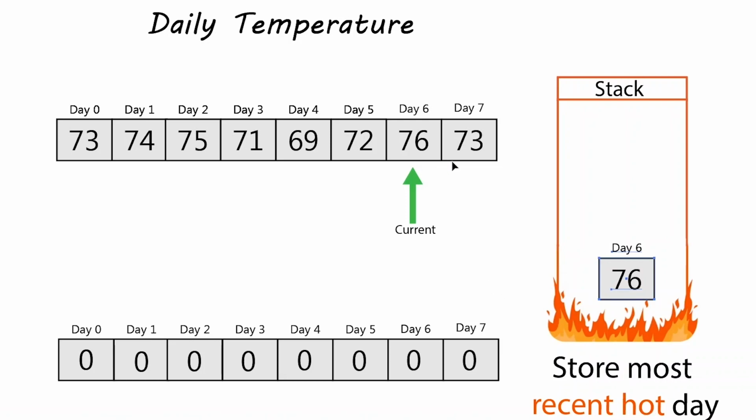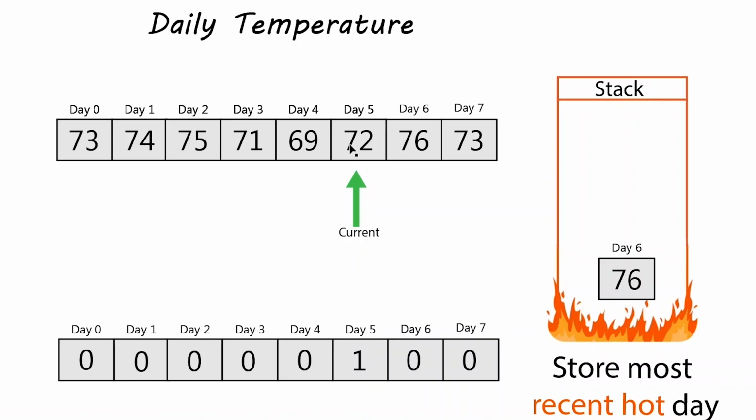And you can see till now we also have not got any higher temperature than this 76. So the answer to this element is also 0. And then you can move your current here. What we want is our current should always be less than or equal to the top of our stack. You can see the element at the top of our stack is 76 and we can clearly see that 72 is less than 76. That means in this situation we can do day 6 minus day 5, which is 1, and we store that in our array.